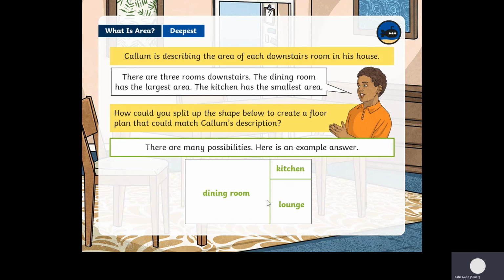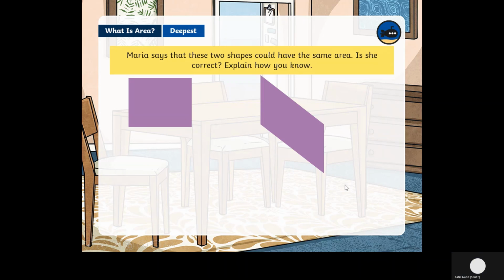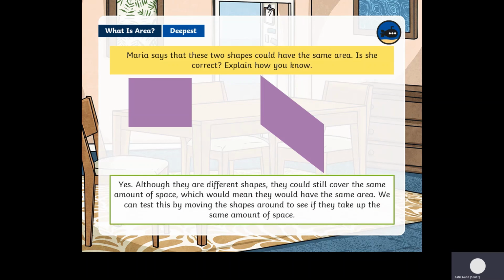And that was the instructions that you were given. Okay, Maria now. She says that these 2 shapes could have the same area. Is she correct? Explain how you know. So pause the video and talk to an adult who's with you. Could they have the same area? Yes or no? How do you know? Okay, let's have a look together.